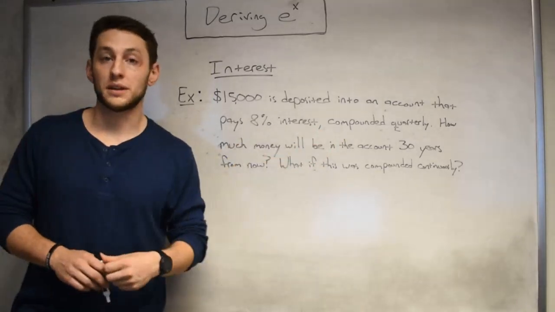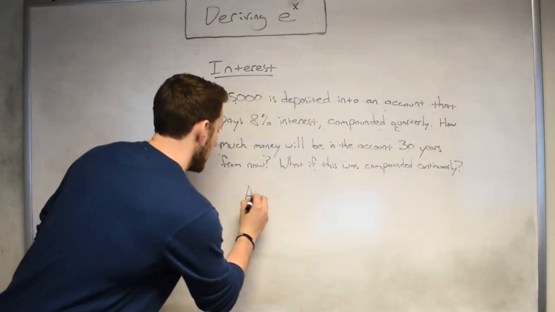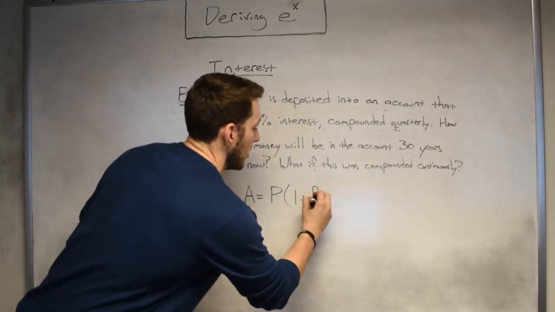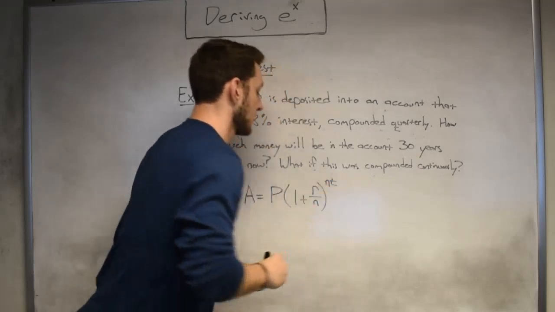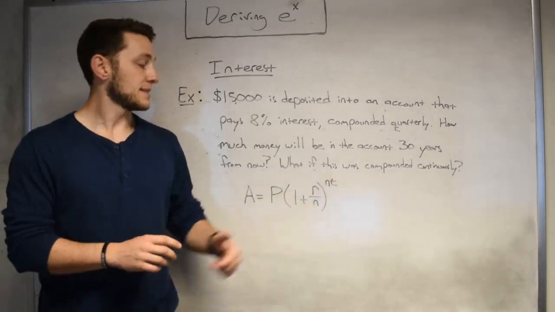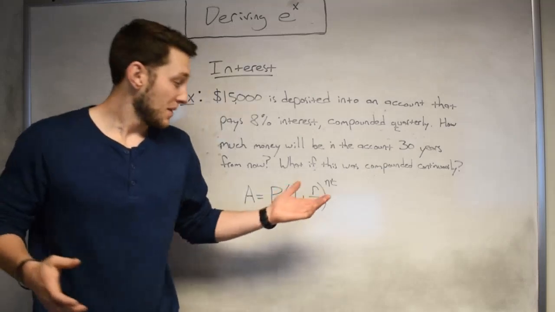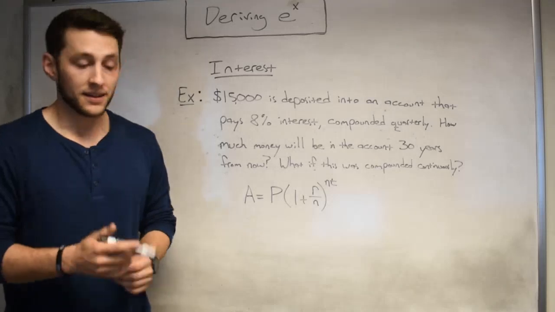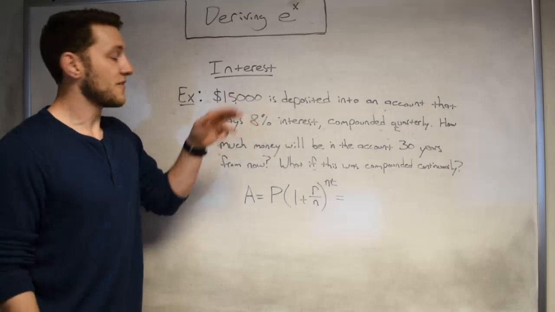As we're compounding quarterly, that means I need to use my compounded interest formula, which was A is equal to P times 1 plus r over n to the nt, where n is the number of times you're compounding per year, r is the interest rate, t is the number of years, and P is the principal, or the amount deposited. Once you have the formula, it's really just as simple as plugging in where you see fit. So for instance, our principal, or the amount we're depositing, is $15,000.